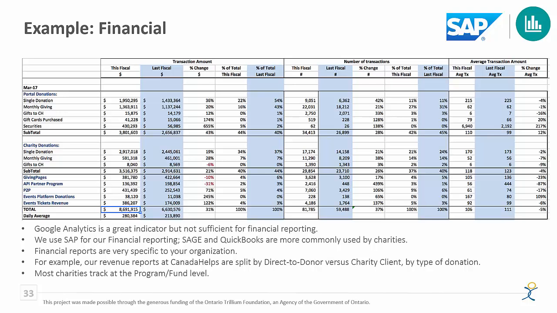There are various financial reporting tools available commercially. Like many other data tools, it's often prudent to use the right size tool for your needs. At Canada Helps, we use SAP for our financial reporting. But Sage and QuickBooks are two tools that are more commonly used by charities. Of course, financial reporting will be specific to each organization. As you can see here, Canada Helps reports revenue broken down by our direct-to-donor side of our business versus our charity clients. We also break out revenue by donation types. Most charities report their finances at the program or fund level.